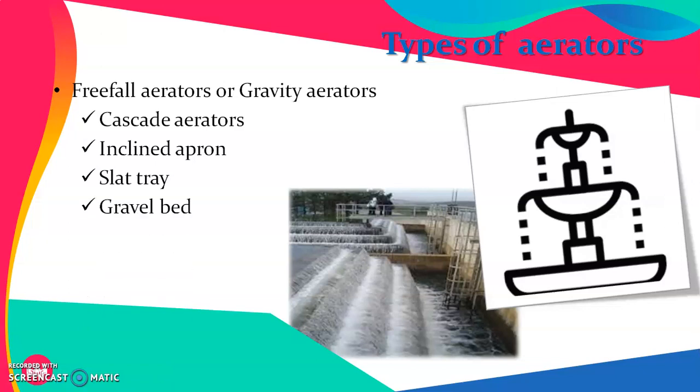Out of that, the first three methods are generally used in water treatment, while gravel bed or trickling bed aerators are used in the treatment of wastewater. Next is the spray aerator, and last is air diffuser basins. Let's try to understand them in more detail.